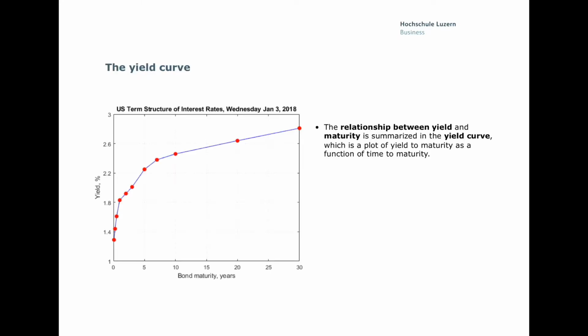The relationship between yields and maturity is summarized in the yield curve. An example of a yield curve for the United States is depicted in the graph on the left-hand side and is essentially a plot of yield to maturity as a function of time to maturity. The yield curve in this example is upward sloping, meaning that bonds with a higher maturity provide higher yields.